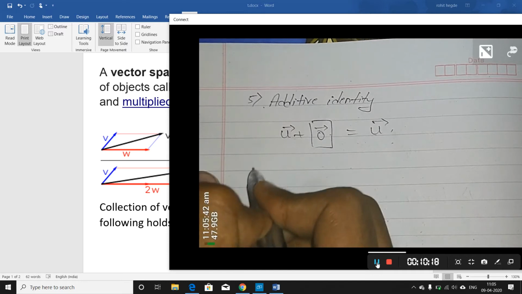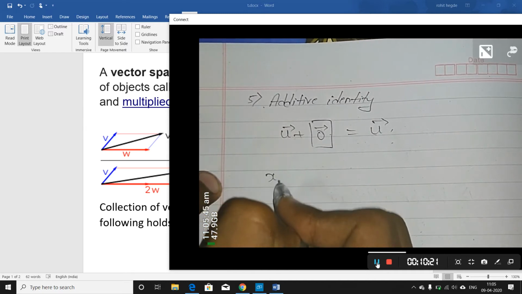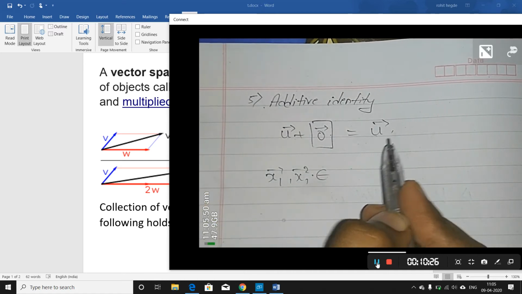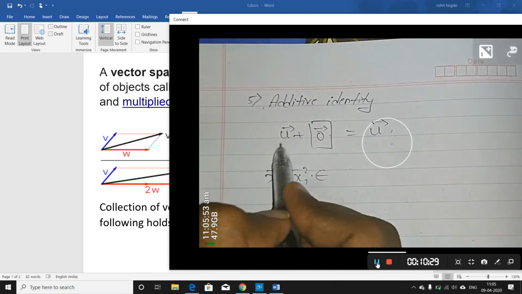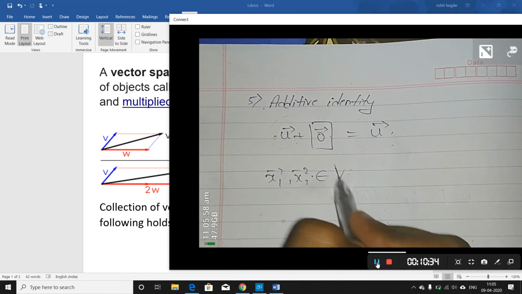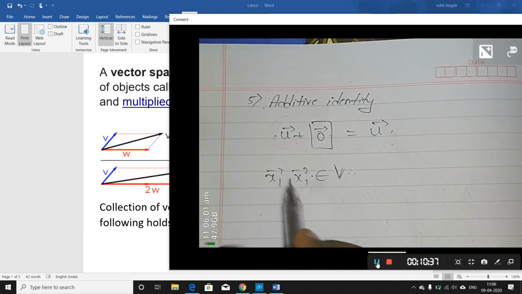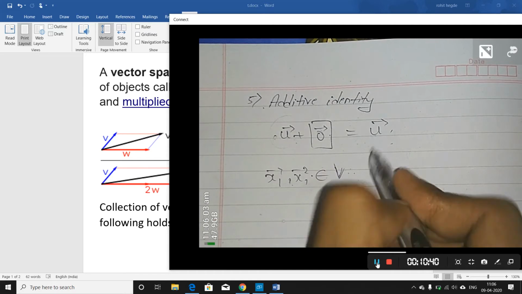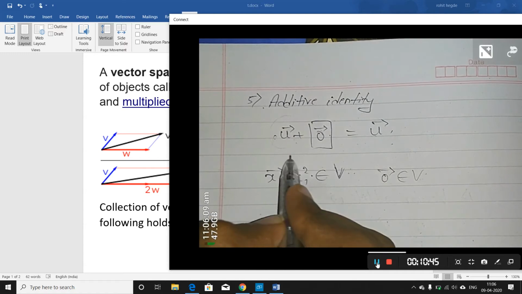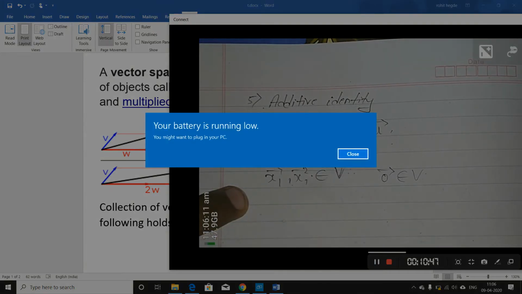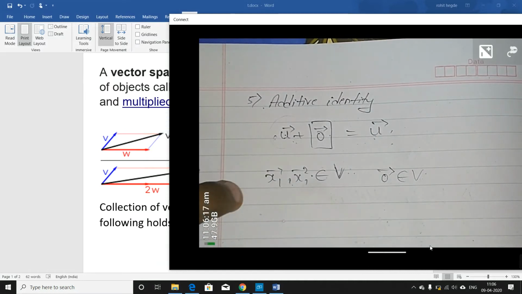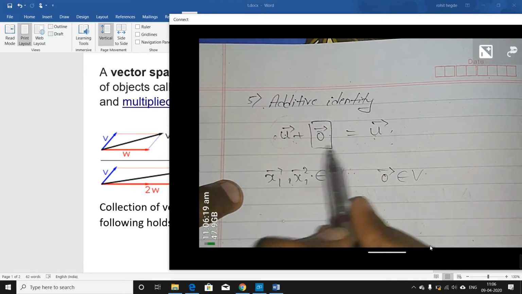If we take any vectors like x1 vector, x2 vector, these all belong to, in general we are calling this u, which belongs to V, the main vector space. These are all the small vectors that belong to V, and we have the 0 vector that also belongs to V. Then if we add these two, u vector plus 0 vector, you will get the u vector. This is the additive identity.